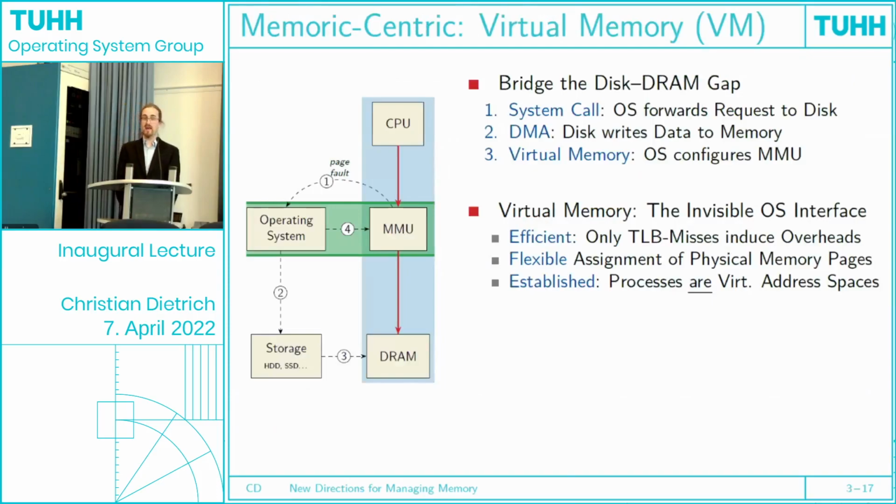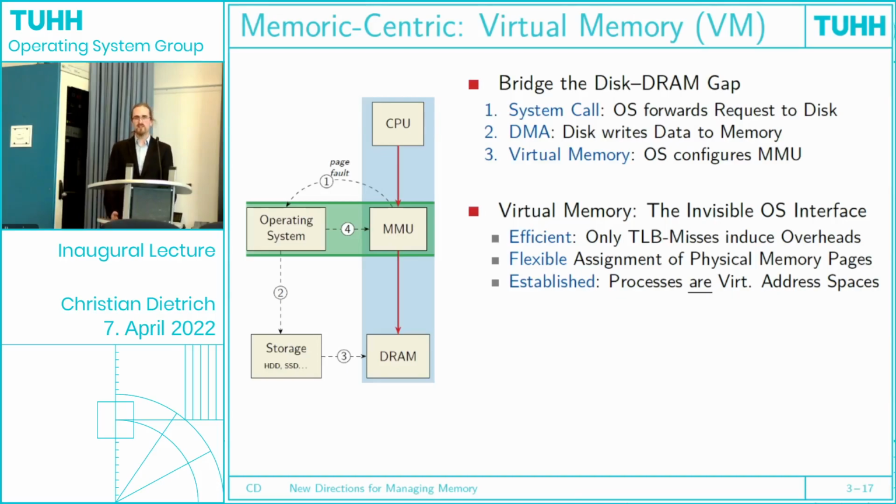And the classical answer that we would have from an operating system point of view, we put on our memory-centric glasses and say, oh, the solution probably is virtual memory. In the past, virtual memory was really successful in bridging the gap between disks and DRAM. So when we wanted to access the data on the disk, what have we done? We go to the operating system, we say, please, operating system, bring in the memory via system call. Then the operating system forwards the request to the disk, and the disk writes the data to the main memory, usually via DMA.